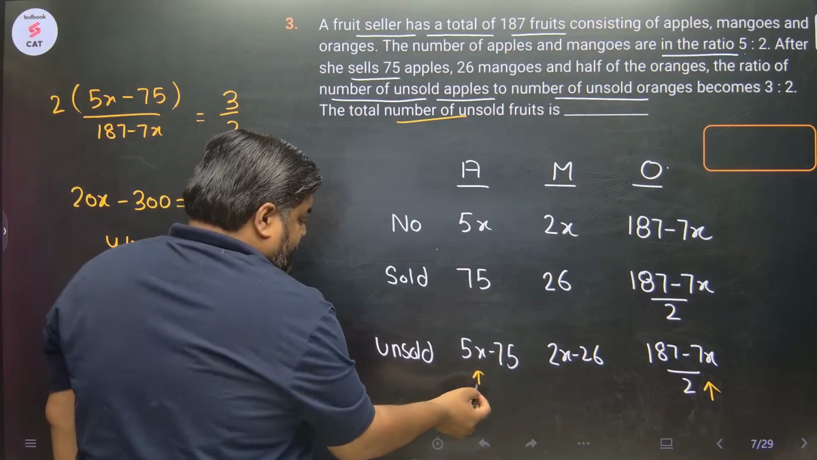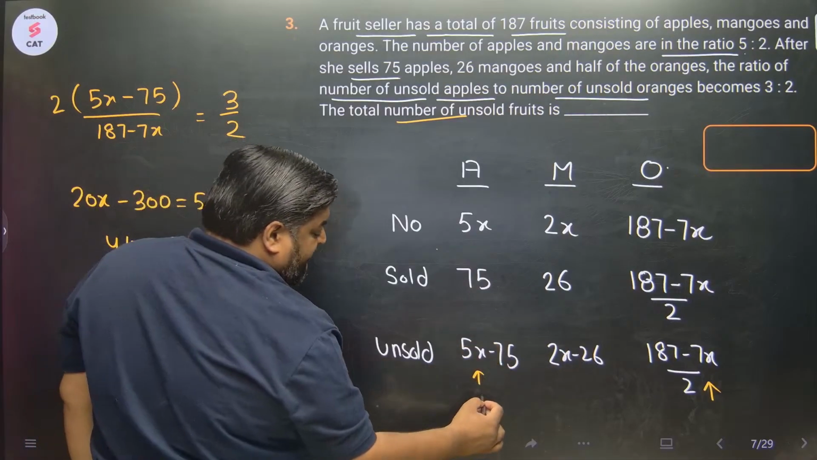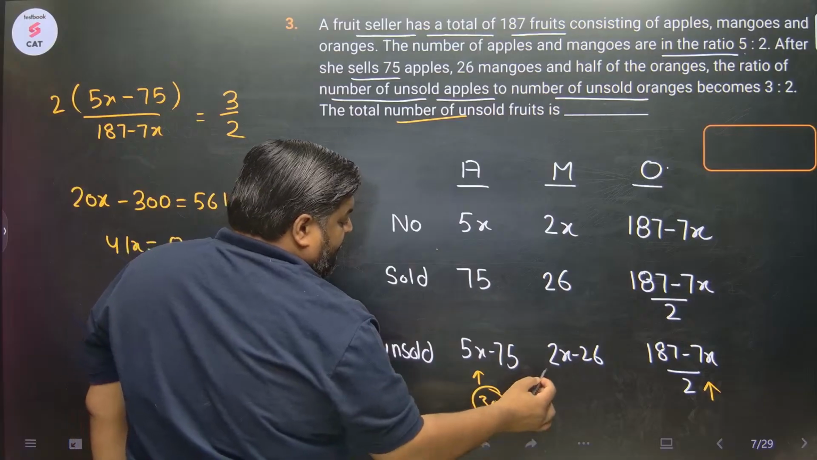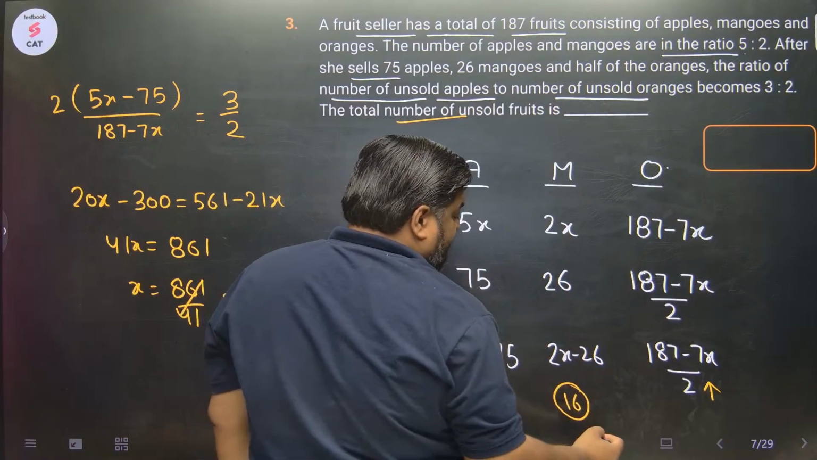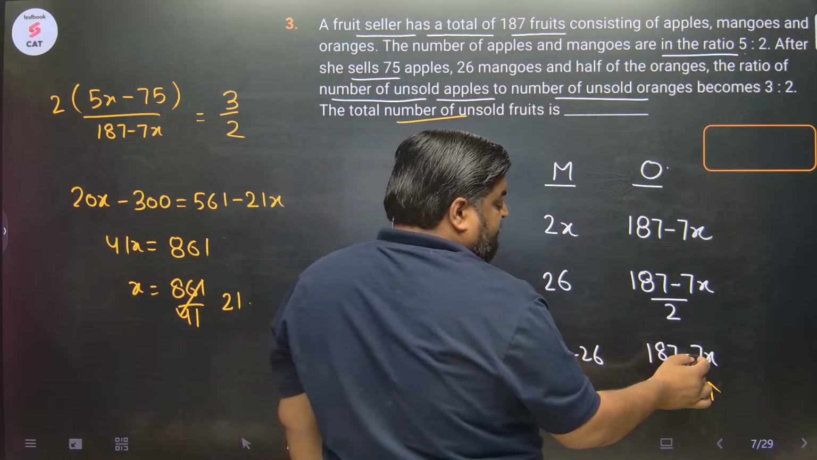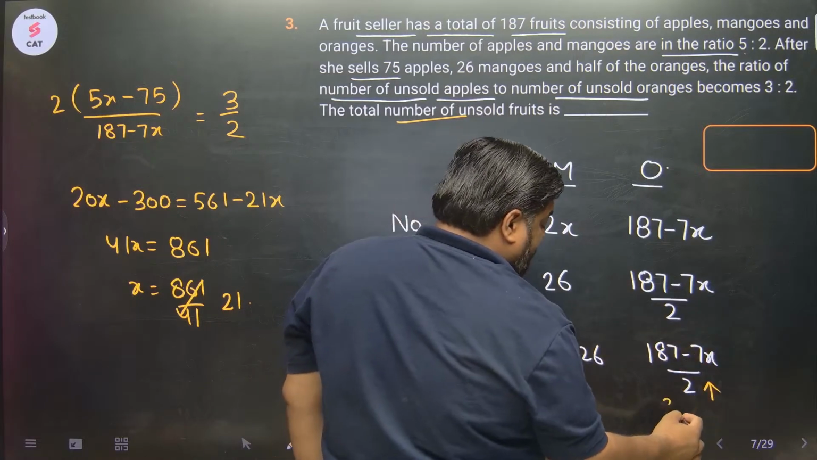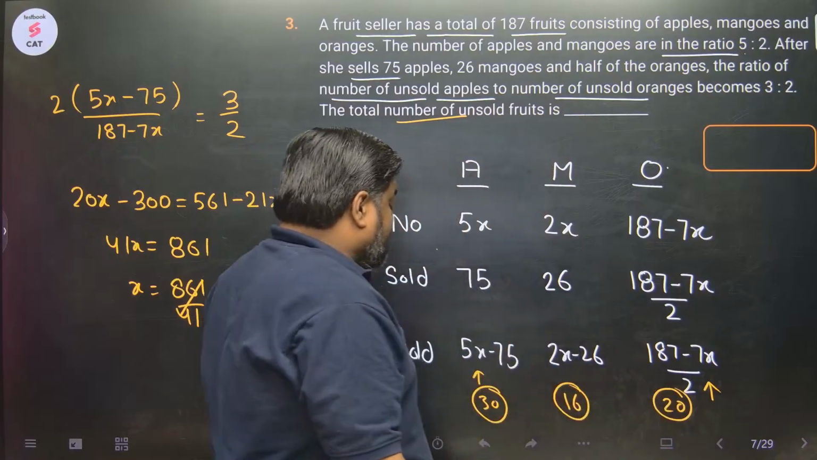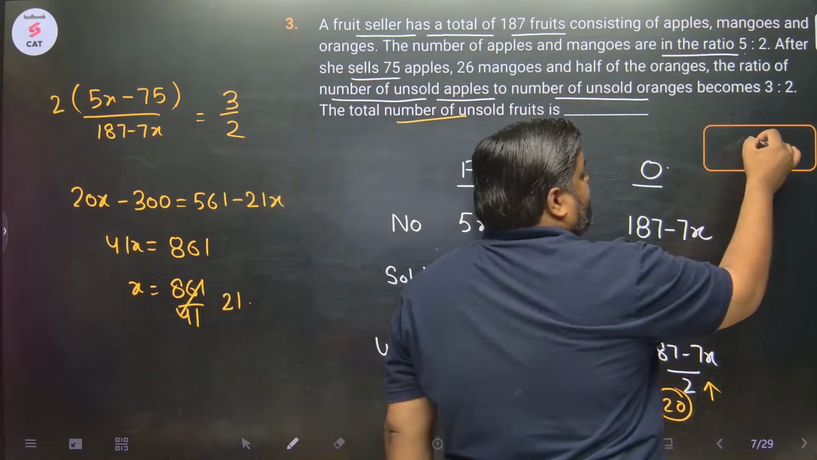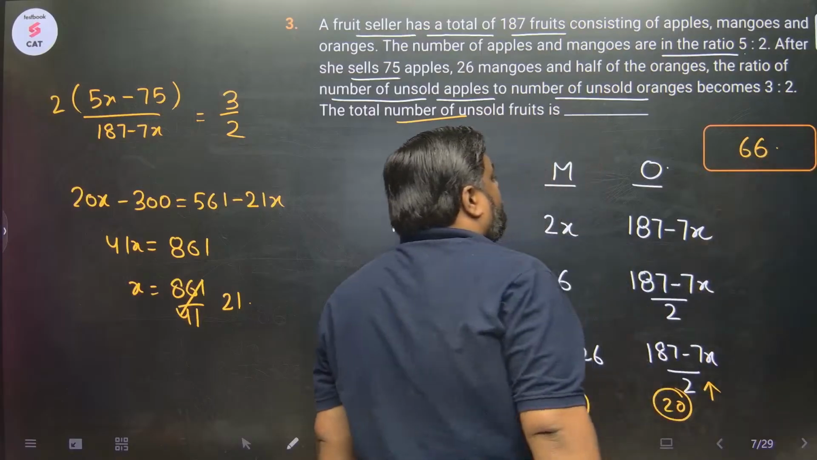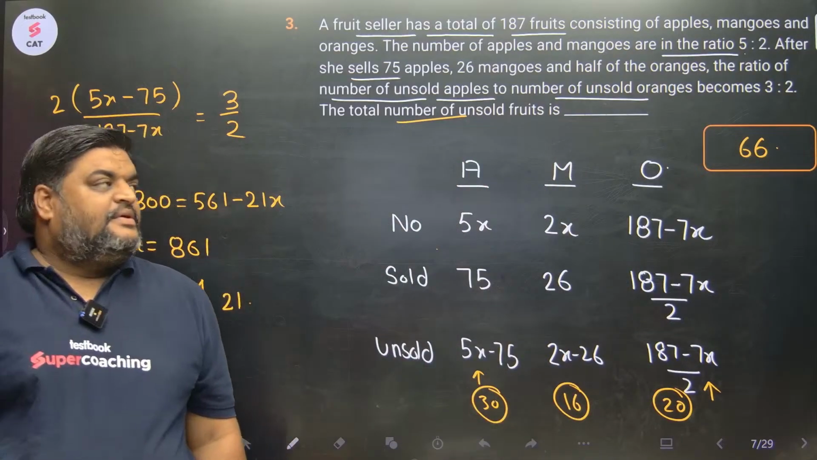So for unsold fruits, keep x as 21. 21 into 5 is 105 minus 75 is 30. 21 into 2, 42 minus 26 is 16. 21 into 7 is 147. 187 minus 147 is 40 upon 2 is 20. So the final answer is the addition of all of these three: 30, 16, 20, which is 66. This would be 66. Sorted? Very good. Next question.